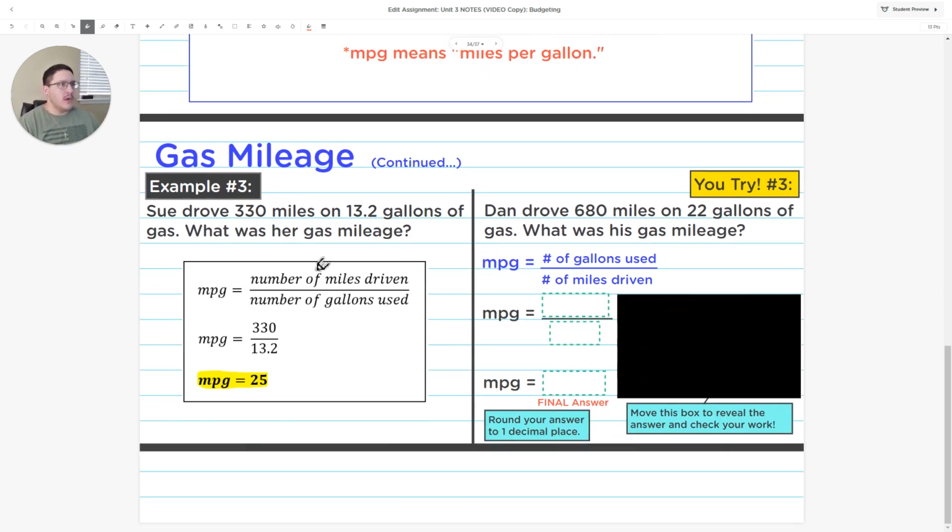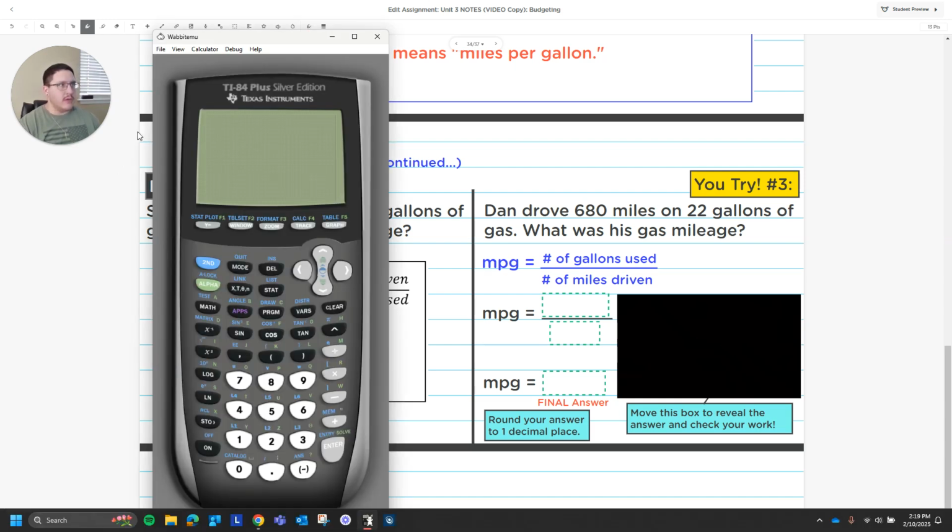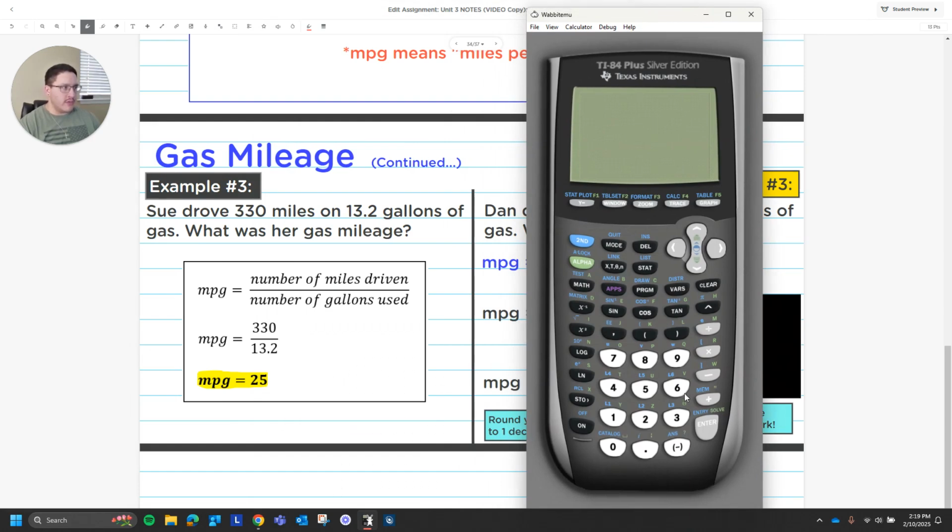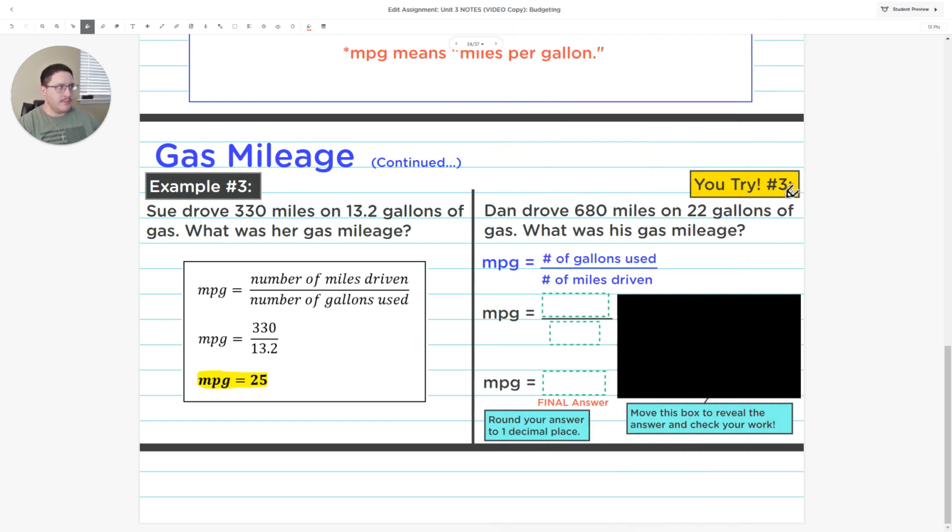So Sue drove 330 miles, which we will divide by the amount of gallons used, 13.2 gallons of gas. So 330 divided by 13.2 will be 25. So on average, she drove 25 miles per gallon of gas used. And that's it for example number 3.